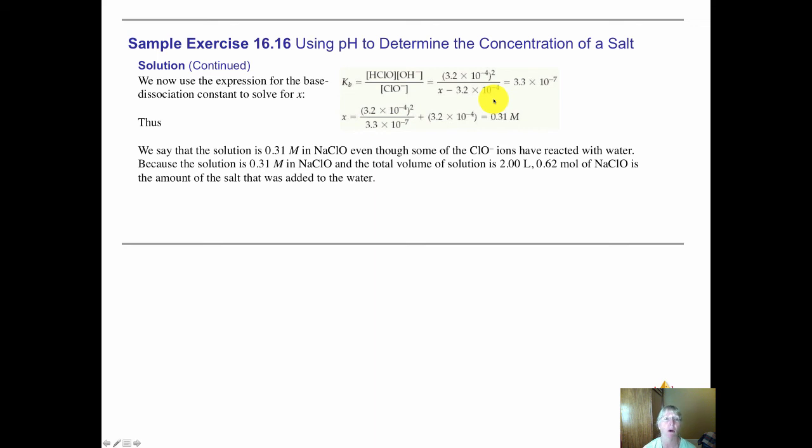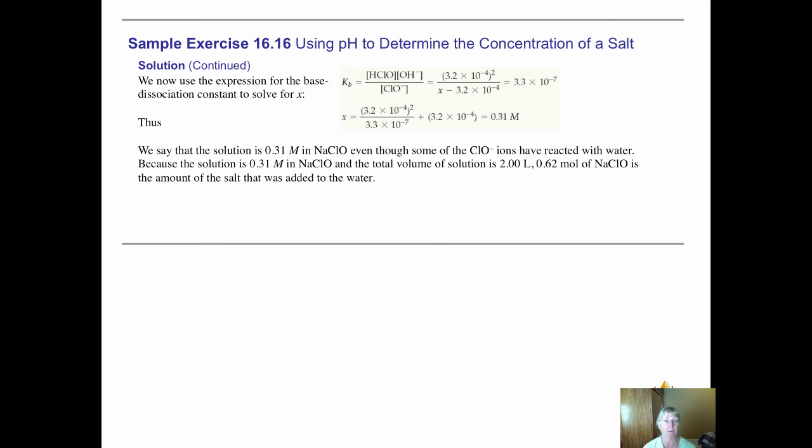I need to find out what was that original concentration of the salt, the NaClO, before it started to react with the water and make it more basic, also producing hydroxide ions. So what we're saying here is that if you have a problem like this, where the X is not being squared, just leave it in the expression. It's the only X that you need to solve for. And by doing some algebra, you can find that the concentration is equal to 0.31.